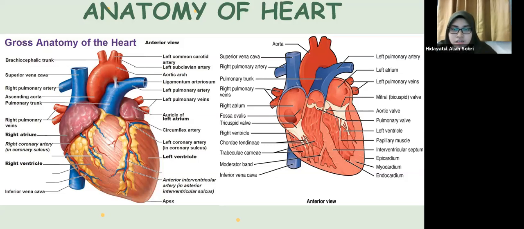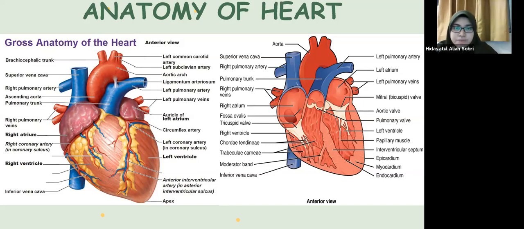As I said just now, the right atrium and the right ventricle have a thin wall because the pressure on the right side of the heart is low. Whereas in the left atrium and left ventricle, the pressure is high because it has to pump the blood to all parts of the body.